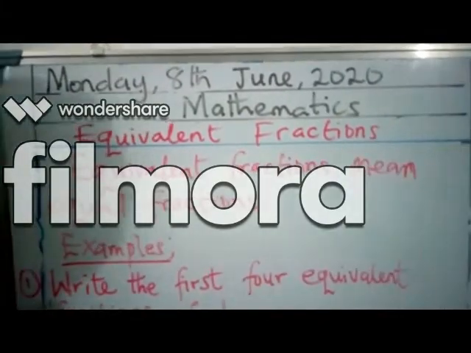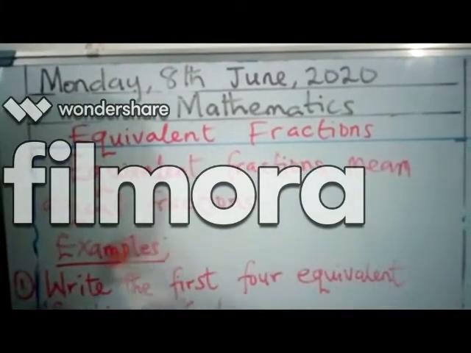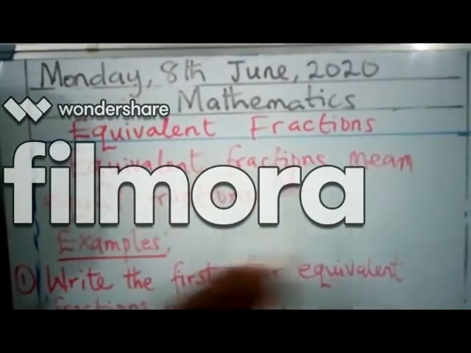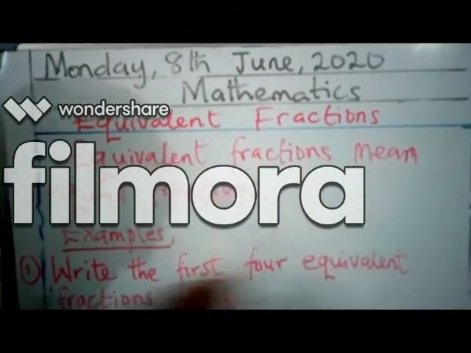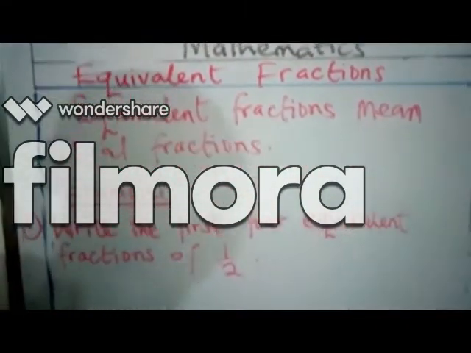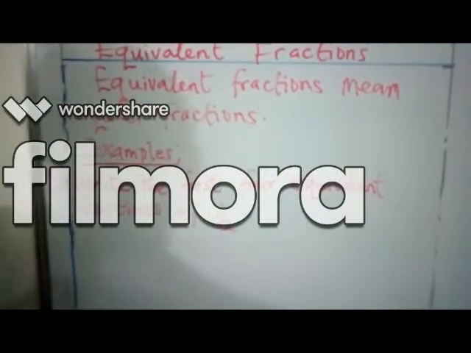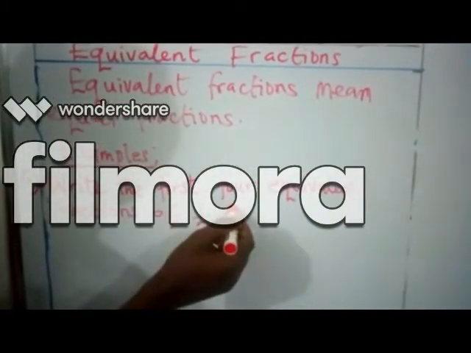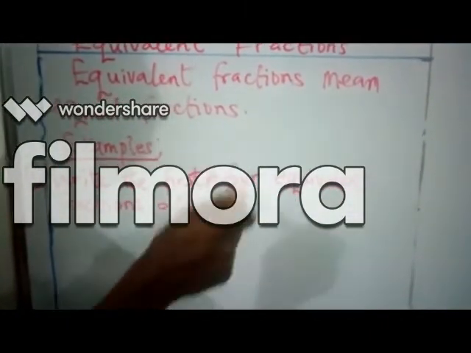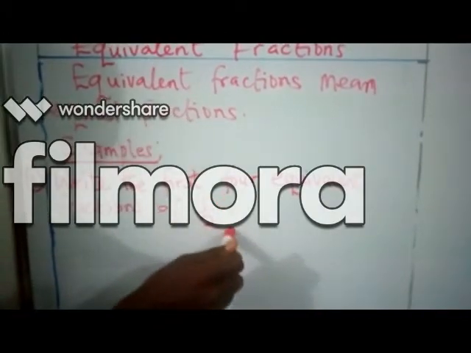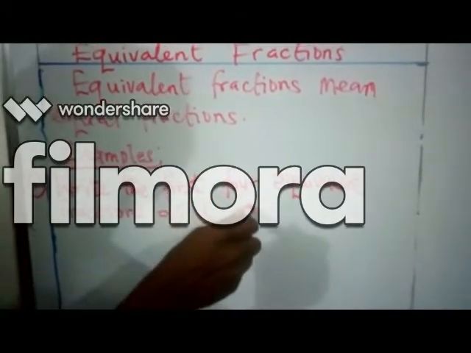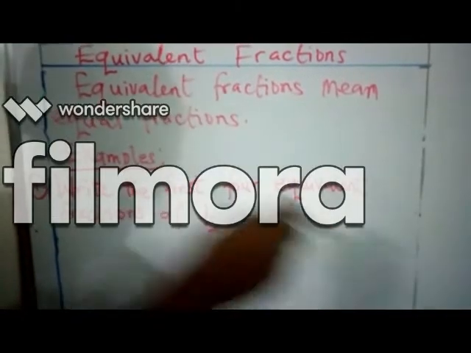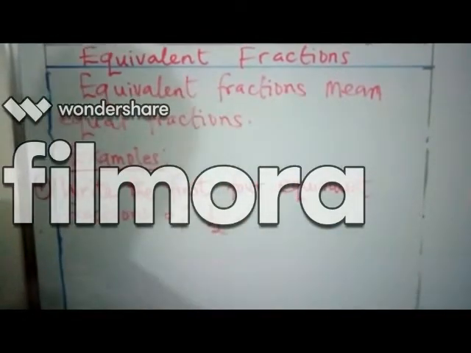What are equivalent fraction? Equivalent fraction means equal fraction. Equivalent means equal. So equivalent fraction means equal fractions. Then we look at these examples. The first one is write the first four equivalent fractions of 1 over 2. This is a fraction, so we are writing the first four. That's the first four fraction of 1 over 2.